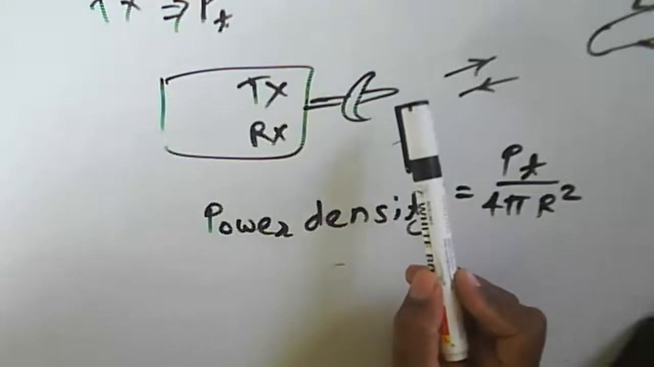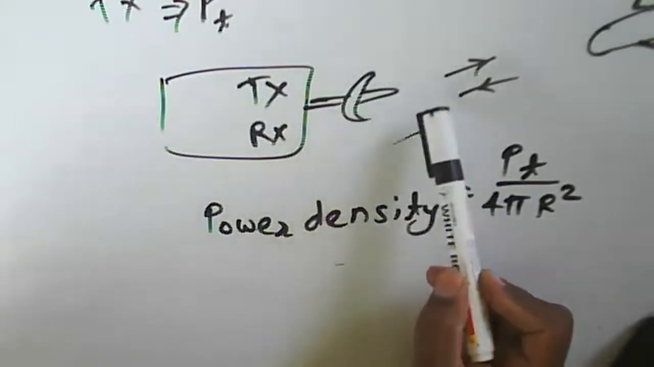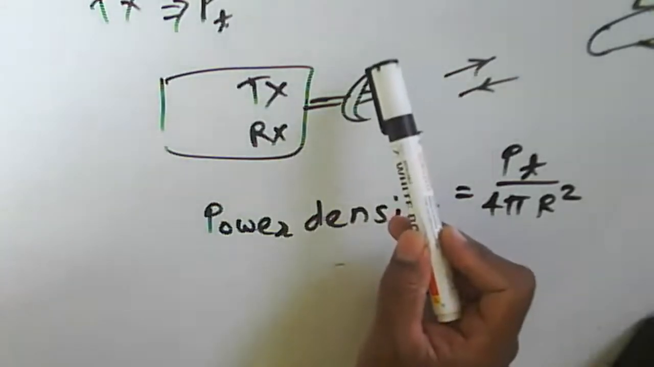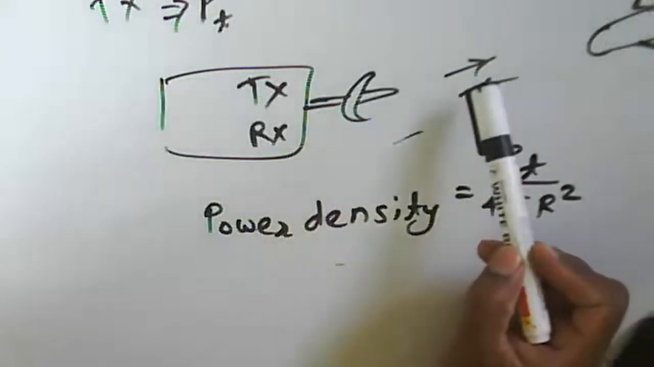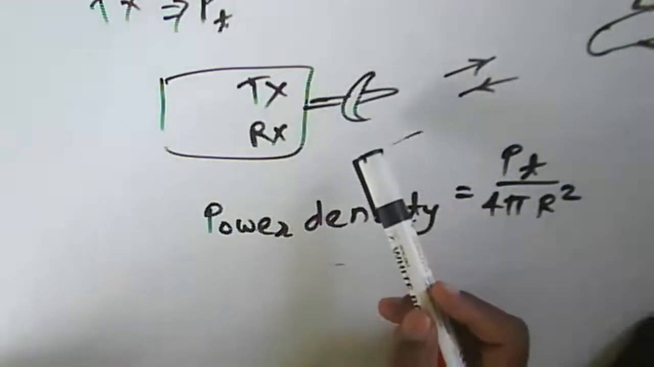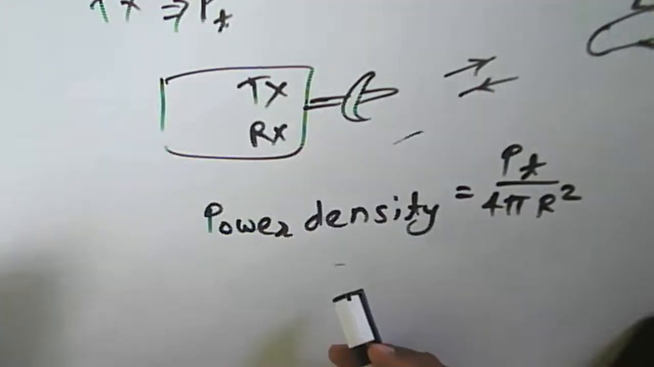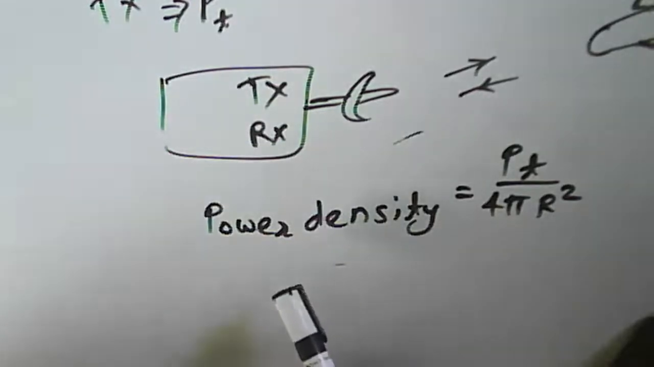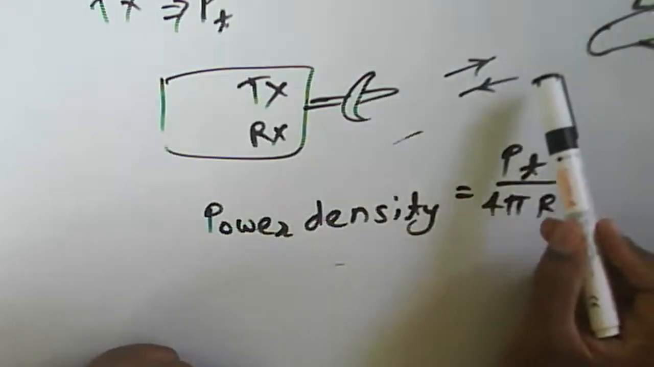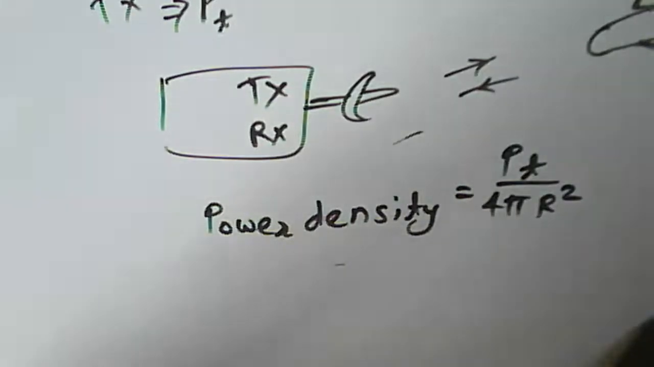Instead of considering the isotropic radiator, we consider an antenna and we need to know its gain. The antenna gain is the power radiated in a given direction compared to an isotropic radiator. It is the ratio of the maximum radiation intensity in the particular direction to the radiation intensity from a lossless isotropic antenna. That is the gain, so we can calculate the power density of this particular antenna.